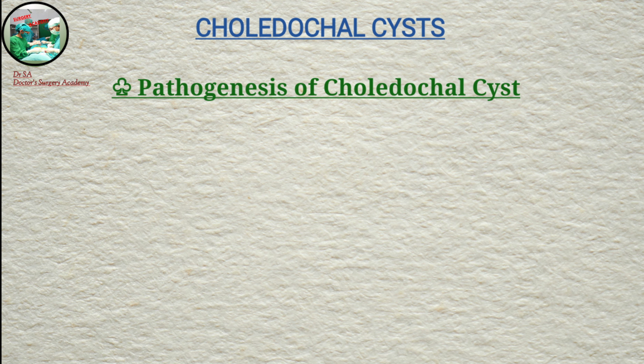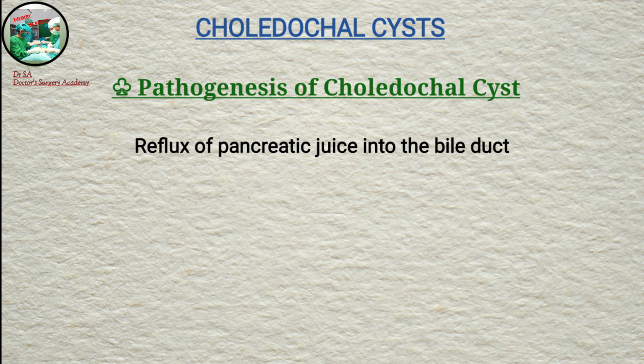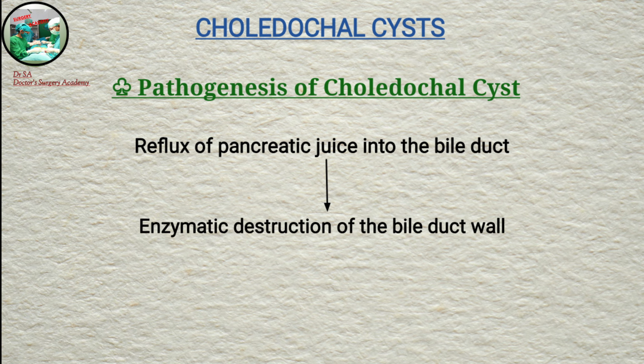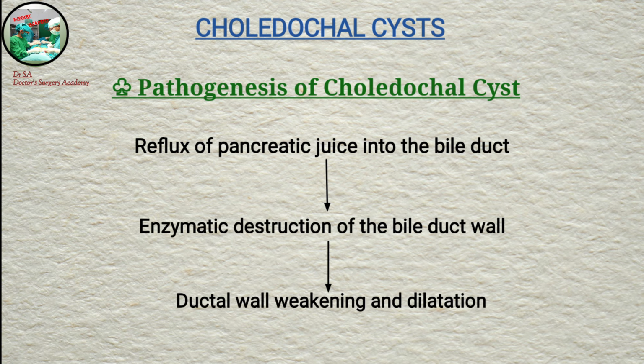Normally, the pancreatic duct and bile duct join close to the duodenum. When they join abnormally, pancreatic juice can reflux into the bile duct. Because the pancreatic juice contains digestive enzymes, it can cause repeated injury and inflammation of the bile duct wall. This enzymatic injury leads to weakening of the duct wall. The weakened bile duct then gradually becomes dilated, resulting in the formation of choledochal cyst.